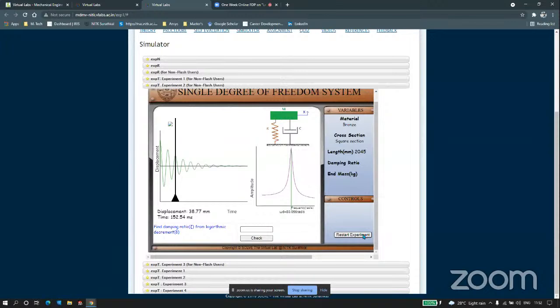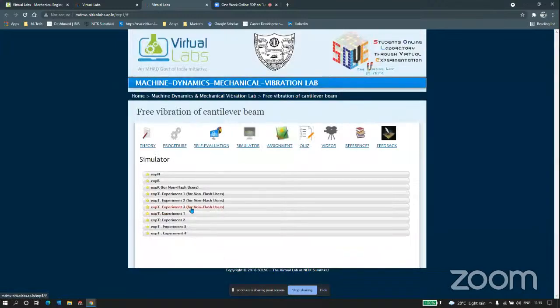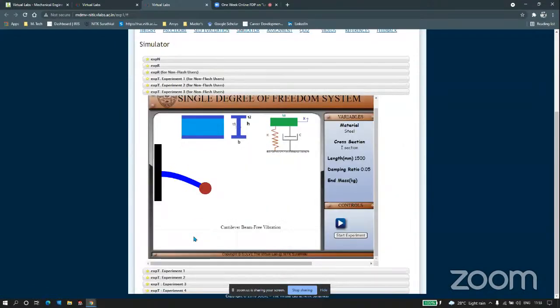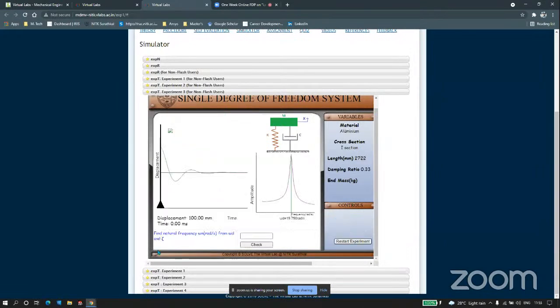Then again you can restart the experiment to get a new material, a new cross section, and the length. So I'll move on to the third experiment, that is to find the natural frequency, from the damping frequency and the damping coefficient.